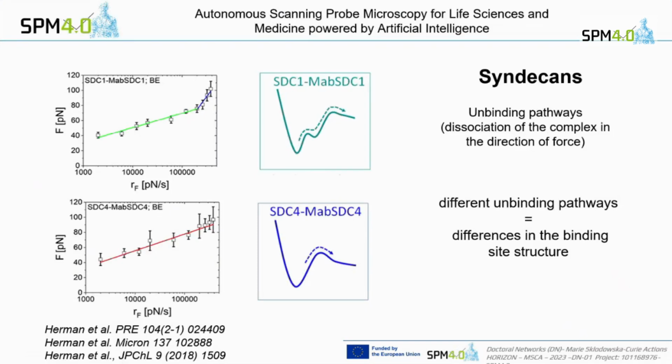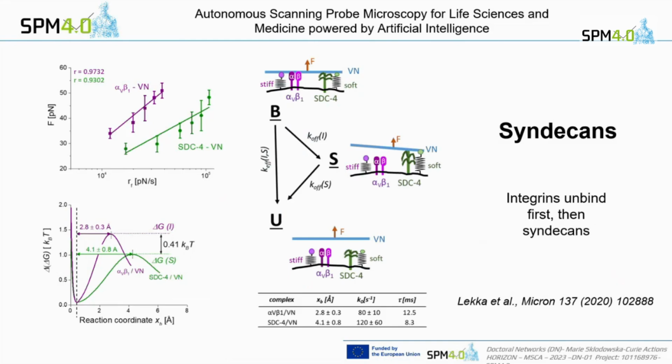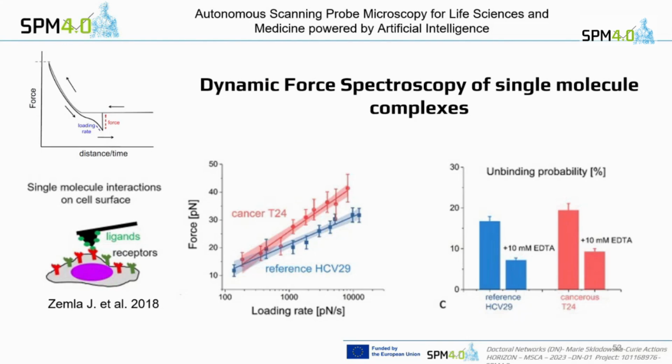So for syndecans, you can see that the shape of the barrier is different depending on the syndecan type. And here, if we compare syndecans with integrins, we see integrins are in purple, that they rupture faster than syndecans. So the detachment of cells starts from detachment of integrins and then syndecans. This I will skip.